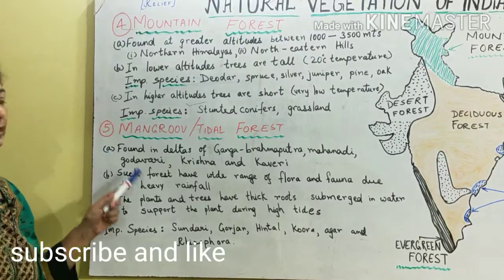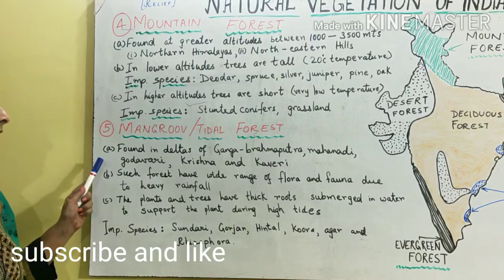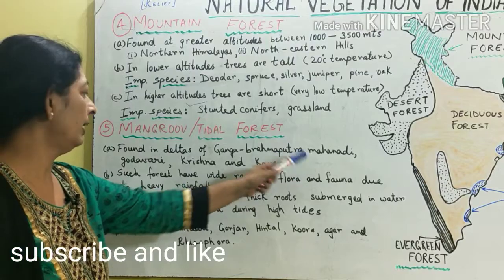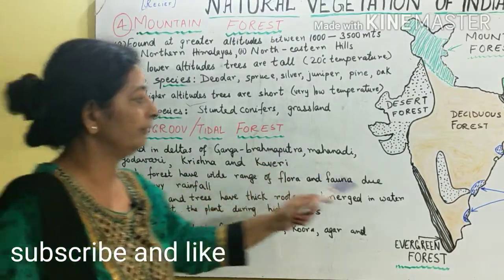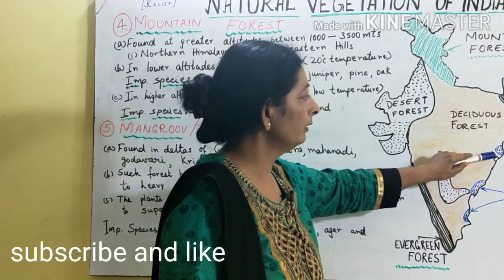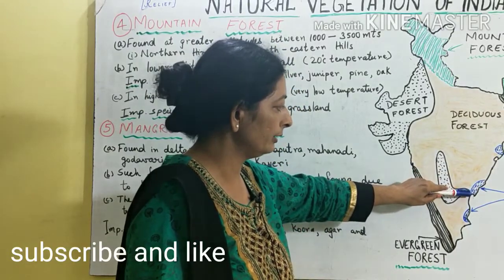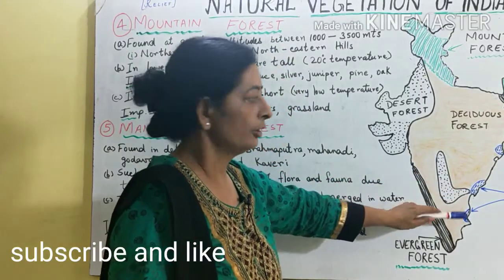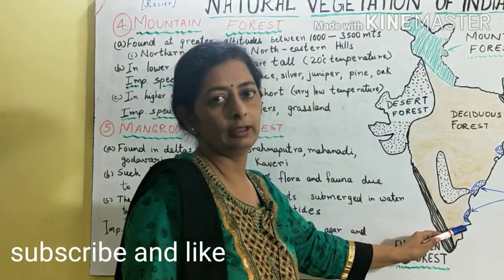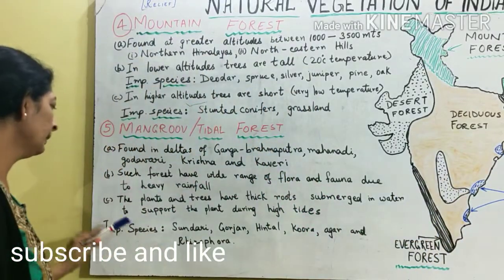Then we come to the last category, mangrove forest, which is also known as tidal forest. This is found in the delta region, the deltas of Ganga, Brahmaputra, Mahanadi, Godavari, Krishna and Kaveri. We can see here this is the delta region of Ganga and Brahmaputra. Here this is the delta region of Mahanadi river. This is Godavari and Krishna delta region and Kaveri delta region. So this is the tidal forest region which is found in the coastal areas, and especially in the eastern coast of India.